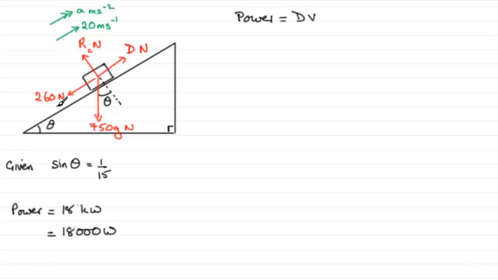And at the instant when the car is moving up the slope here at 20 meters per second, the car's acceleration is now 8 meters per second per second. And what we've got to do is find out what A is.